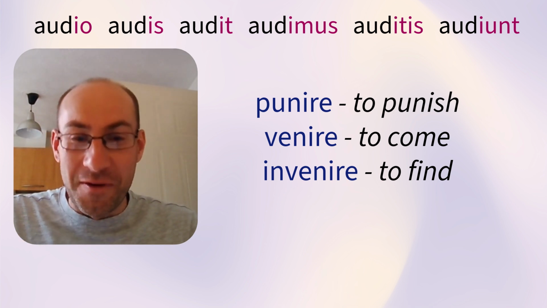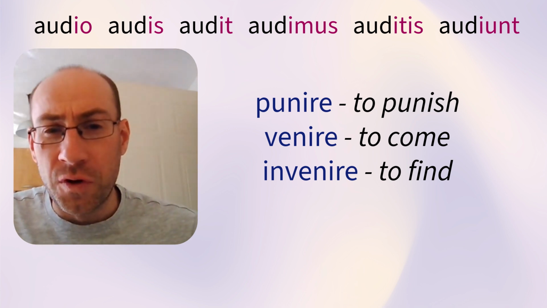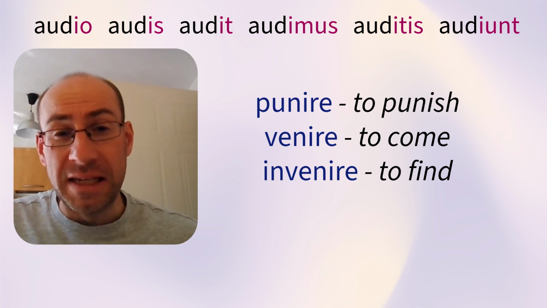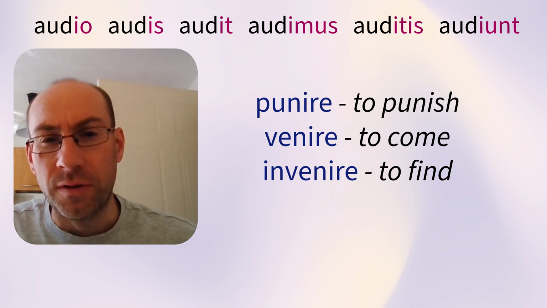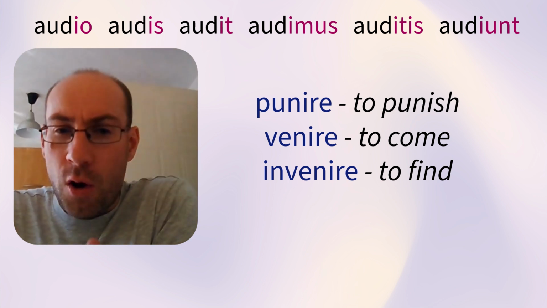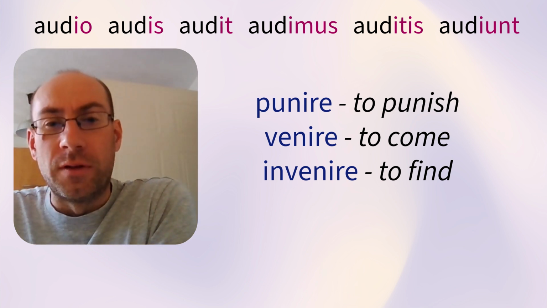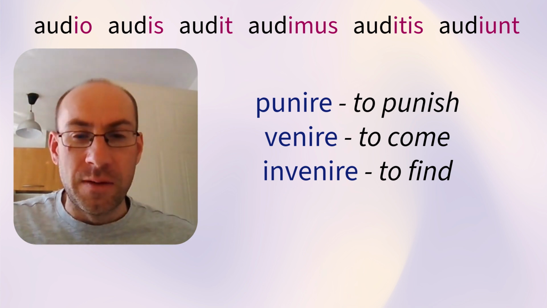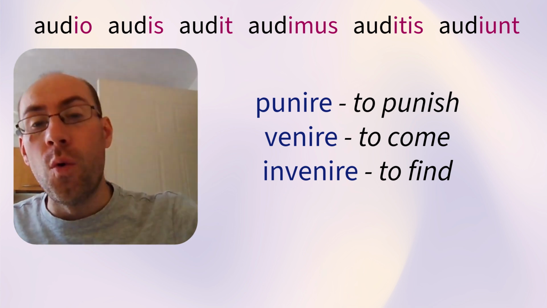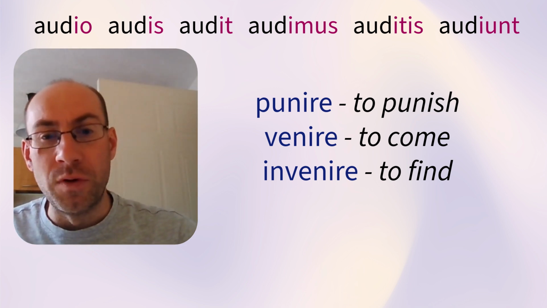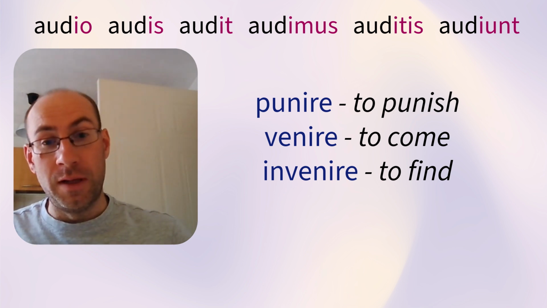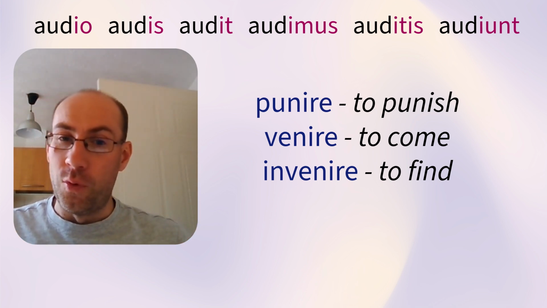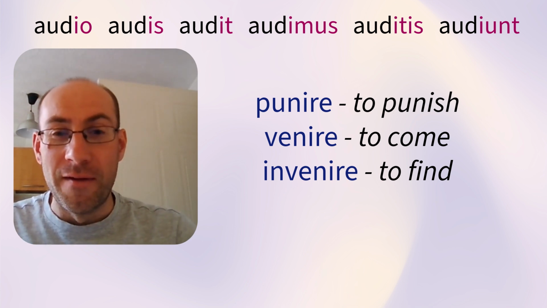Just in terms now of the endings, let's quickly go over them. We're talking fourth conjugation, ire. So audio, audire, to hear. Audio, audis, audit, audimus, auditis, audiunt. And then we've got punire, venire, invenire. Let's take punire, to punish, and conjugate that one. Punio, punis, punit, punimus, punitis, puniunt. One last time. Punio, punis, punit, punimus, punitis, puniunt. Very well done.